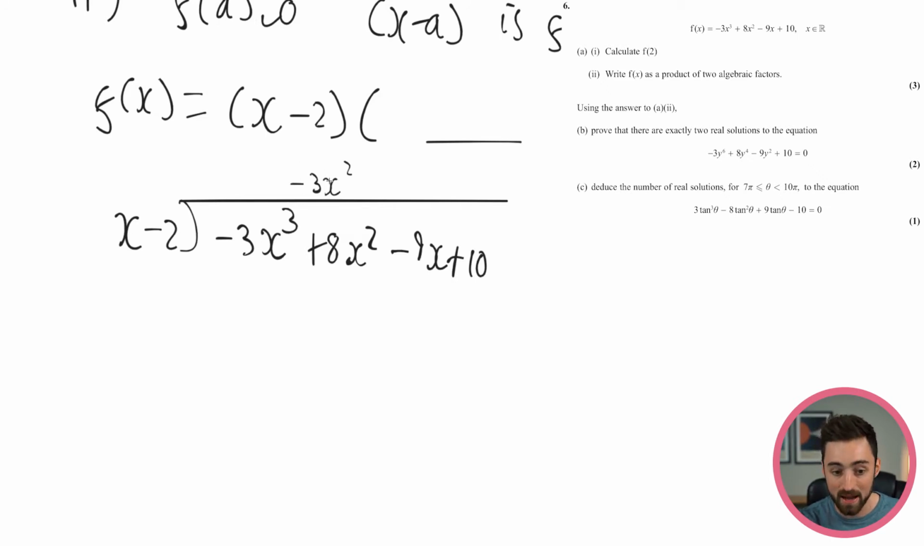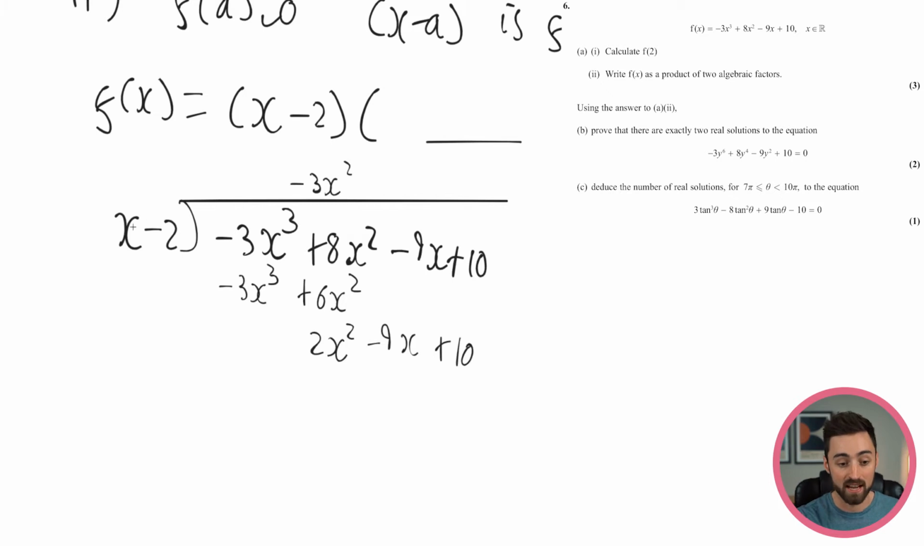I'm now going to take this minus 3x squared and times it by this and write the terms in their corresponding columns. So minus 3x squared times x is going to be minus 3x cubed. And this should be the same as this because that's the way we've set this up. And then minus 3x squared times minus 2 is going to be plus 6x squared. Now I'm going to take this from the top one. So these two are going to cancel. And then I have 8x squared minus 6x squared, which is 2x squared. There are no terms here, so I'm still going to have that minus 9x and that 10.